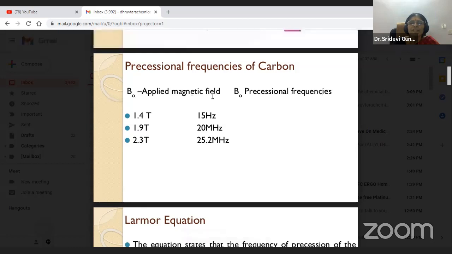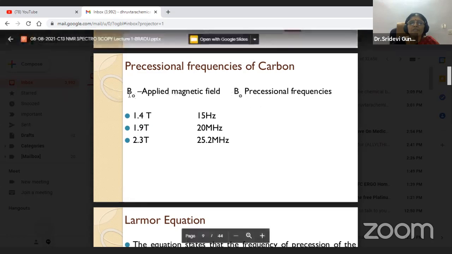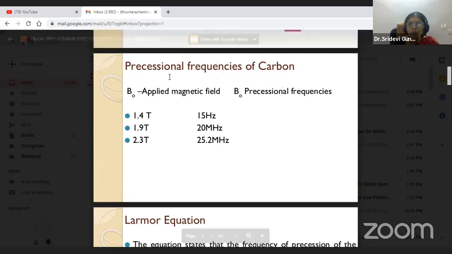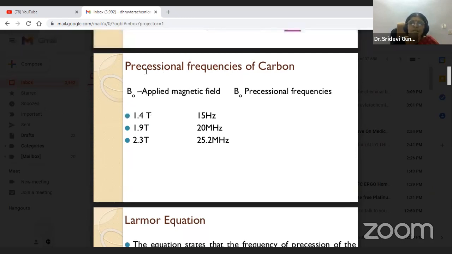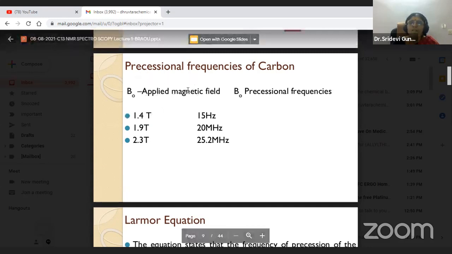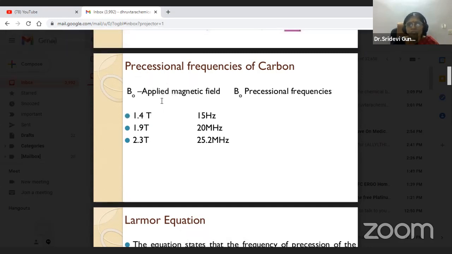Please note, there is a typographical mistake. B0 is not there. B0 is the applied magnetic field. There is no B0 here. It's only the precessional frequency. Okay. So in the presence of an applied magnetic field, the nuclei precess. They have precessional frequencies. How much precessional frequency will they have? It depends on the overall magnetic moment of the nuclei, and also on the overall applied magnetic field that is applied to this sample.